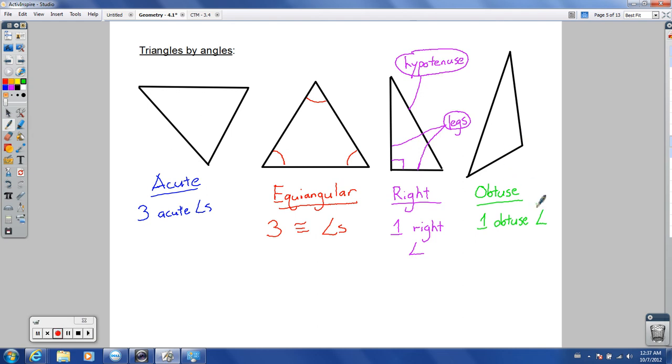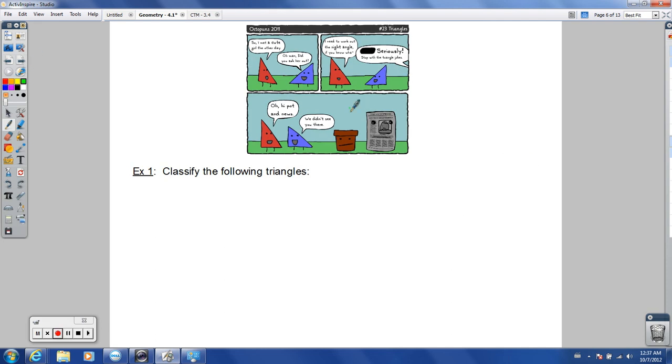So here's the obtuse angle right there. I'll make a little arrow there and say, hey, it's that one. That one's the obtuse angle in this case. Okay, moving on to this. We're going to classify a couple triangles.